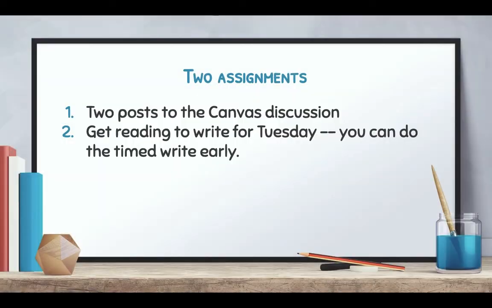So that is it. Like I said, 2 assignments for today. You've got to post on the Canvas discussion, and then get ready. I'm sorry, that's a typo. Get ready to write for Tuesday. You can do the timed write early if you want. You can do it over the weekend, write it down and take pictures, or you can type it on a Google Doc, and then on Tuesday there'll be a place for you to submit it. That's pretty much it. I want to say again, the outline, I do want you to do the outline. You are not turning in the outline. You're only going to be turning in your writing.